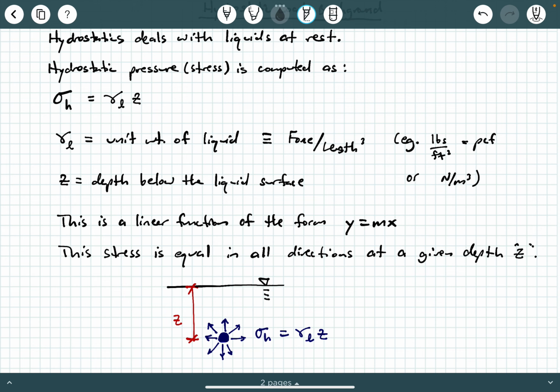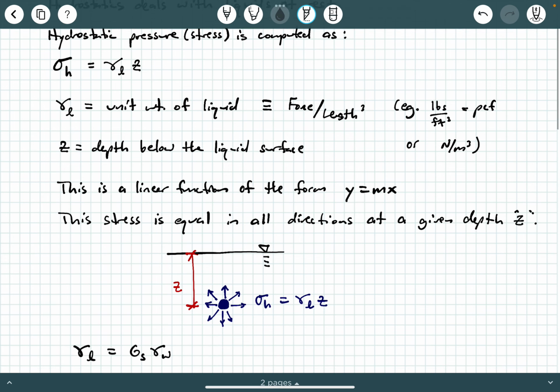And let's say I'm interested in a water particle here that's a depth z below that surface. Now, the hydrostatic pressure is going to be equal in all directions. That's why we have all these little vectors here at that depth z. And it's equal to that equation, sigma sub h equaling gamma liquid times z. So that's what the basic premise of hydrostatic stress is.